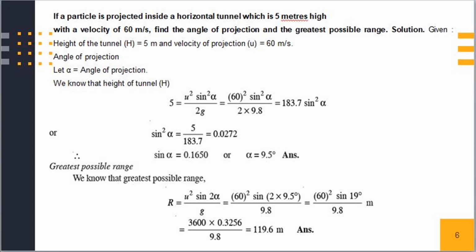Therefore, we get alpha is equal to 9.5 degree. Therefore, the answer of this problem, angle of projection alpha, is equal to 9.5 degree. Now we will find the greatest possible range. We know that the greatest possible range R max is equal to u square sin 2 alpha divided by g. By putting the above values in this equation, we get R is equal to 119.6 meter.